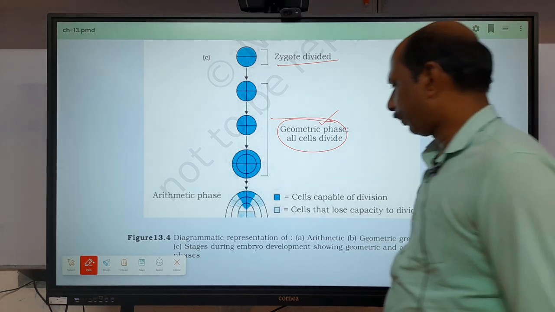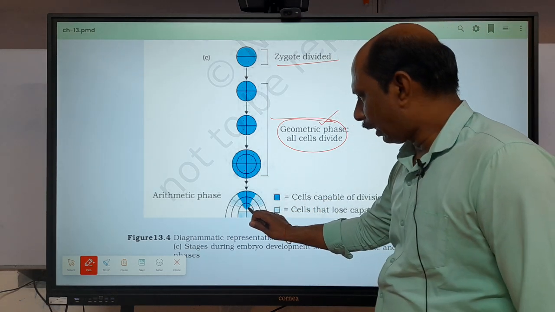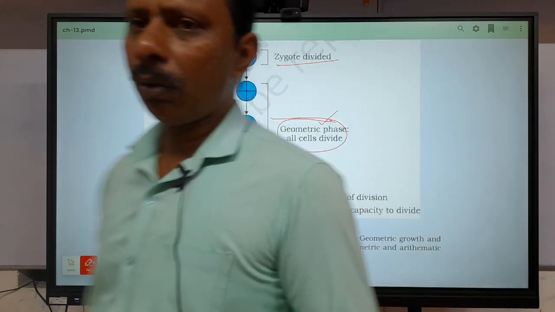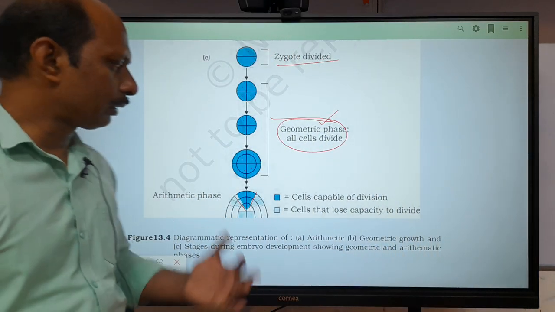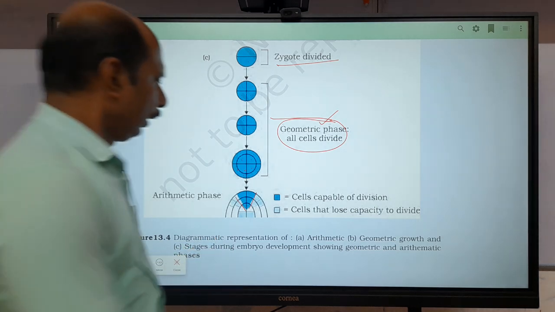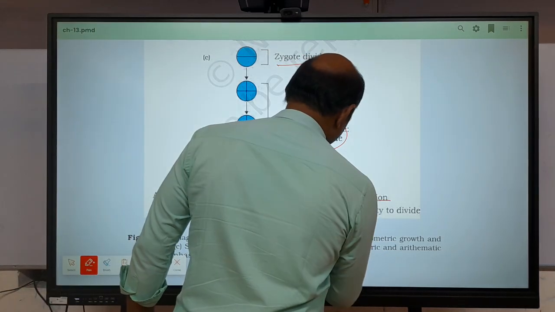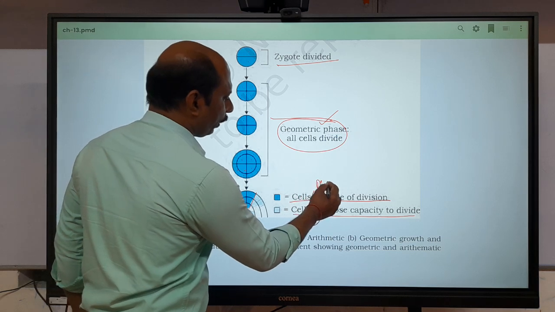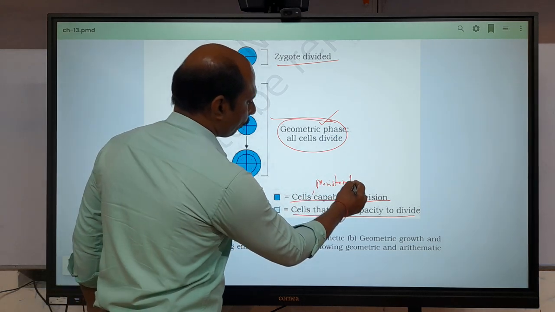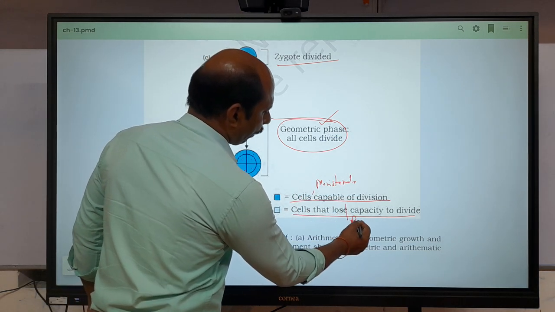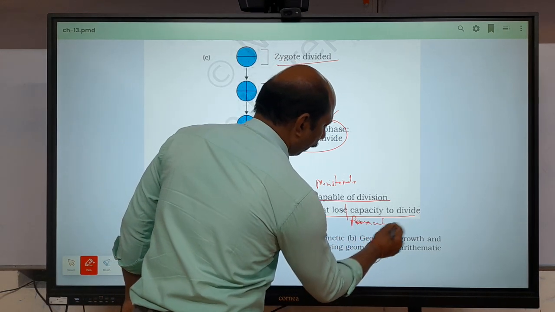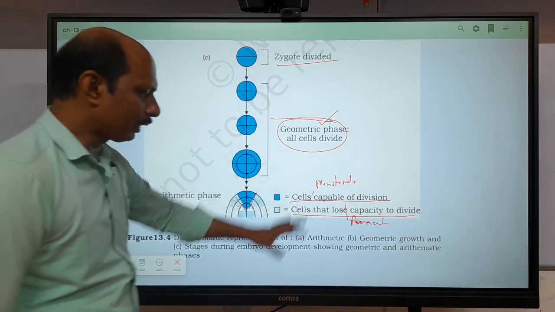But after that, some cells are dividing, but not all cells. Some cells undergo maturation, right? And some cells continue to divide. So the cells capable of division form the meristematic region, and the cells that lost the capacity of division form the permanent region, right? Permanent region. So what happens here?